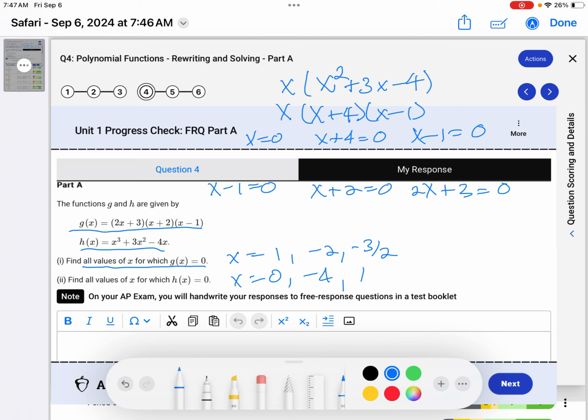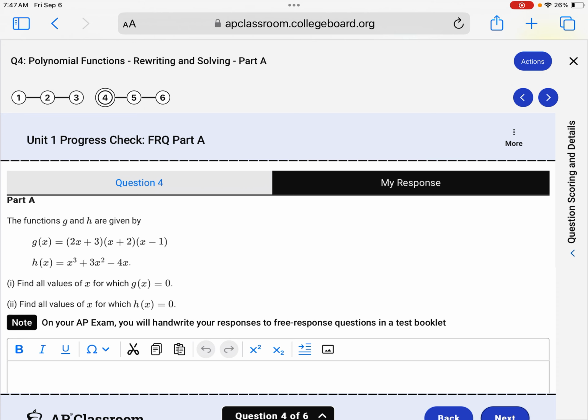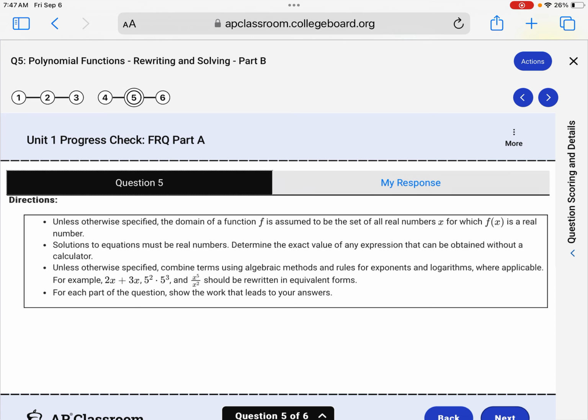And that's it. So that's it for part A. You literally just had to find the zeros. So one of them you didn't have to factor, and one of them you did have to factor. But that's it for that. Okay, let's go to part B.